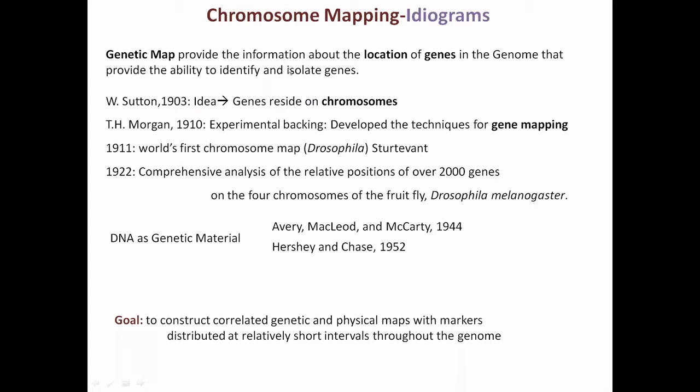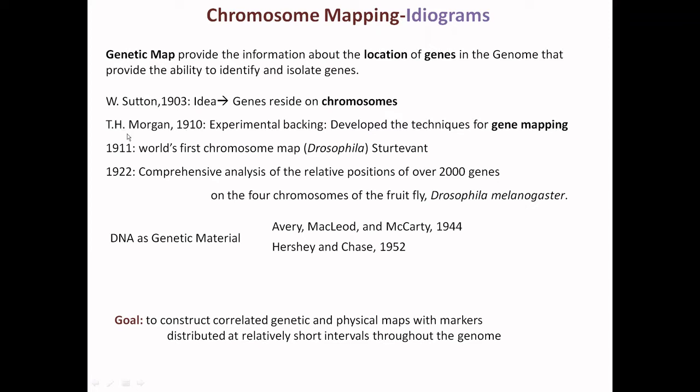Genetic maps provide information about the location of genes in the genome, which provides the ability to identify and isolate genes. W. Sutton in 1903 first provided the idea that genes reside on chromosomes, or genes are found on the chromosomes.